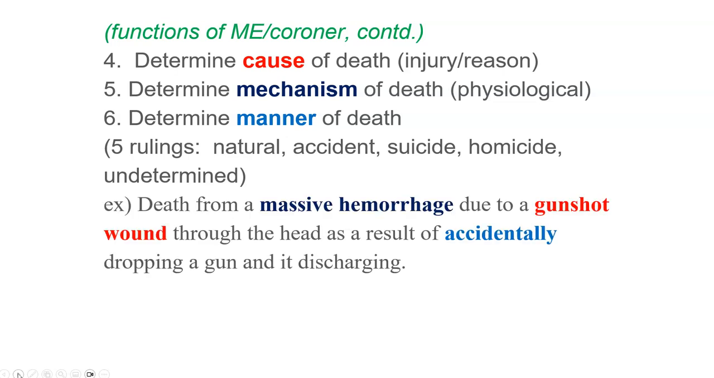So here's an example. Someone dies from massive hemorrhage due to a gunshot wound through the head as a result of accidentally dropping a gun and it discharging. So you can see the color coding there shows us that the massive hemorrhage, which is a very biological sort of doctor term for bleeding, extreme bleeding, would be considered our mechanism.